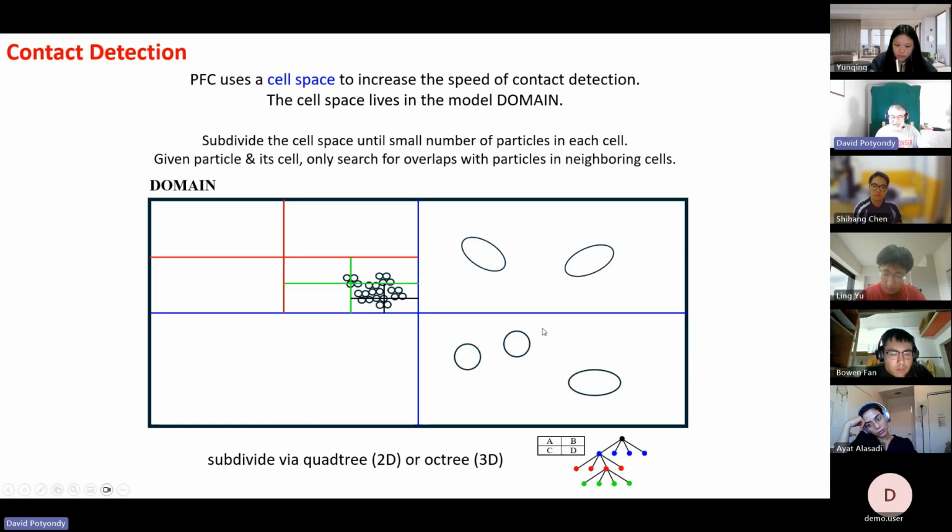Now, once you have this established, if I want to say who's in contact with this one, I only have to search the cells near me, these big cells. I never have to check this one against these ones because they're far away, because I've recursively divided space. And the result is I drastically reduce the number of checks I have to do, and therefore I greatly increase the computational speed. Does this make sense? Yeah.